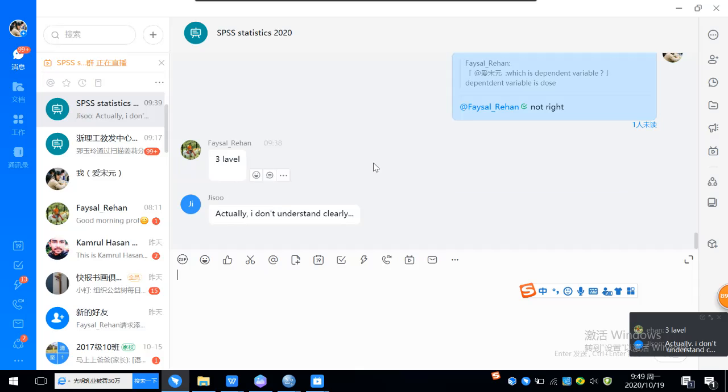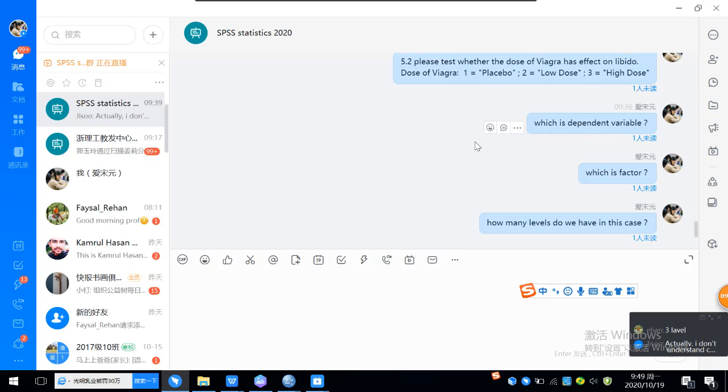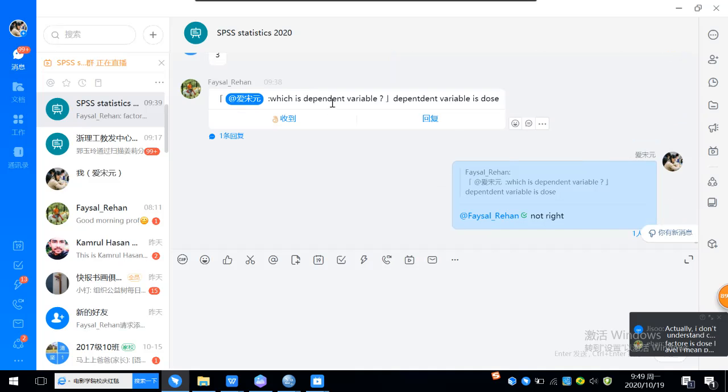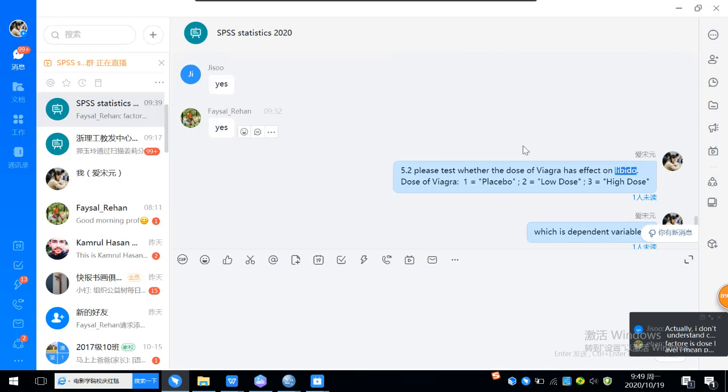Here, look here. Because here the dose of Viagra has effect on libido, right? So that means the libido is the dependent variable. When we use different doses of Viagra, the libido will be different. So here, the dose of Viagra is the cause. The libido is the effect. This is the cause, this is the effect.